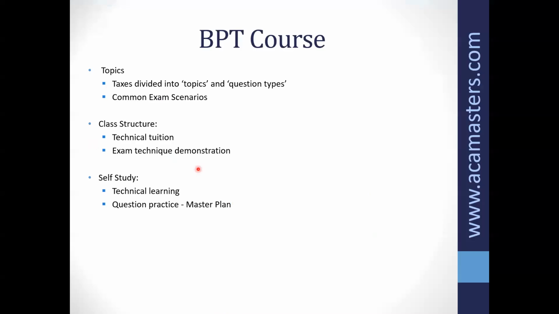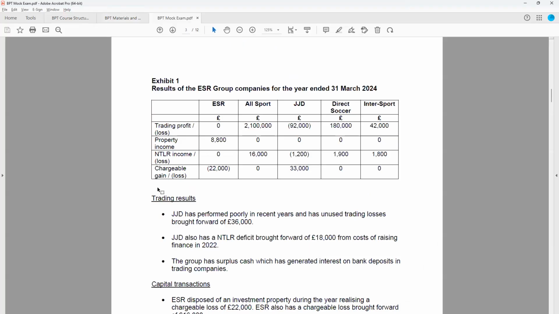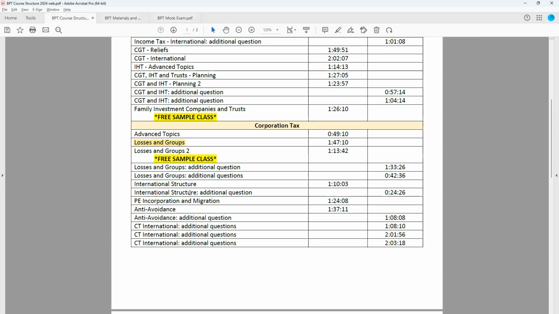So then immediately after the class, you then just go away and practice the questions. And all you're really doing is just applying that exam technique that I have taught you during the class. And then you can just work through all the classes, one by one, losses and groups, and you can move on to like international structure.